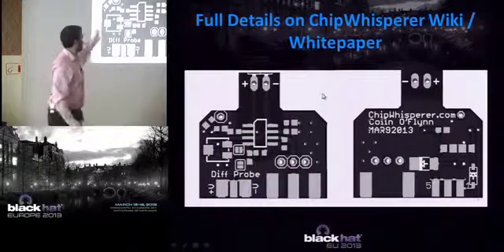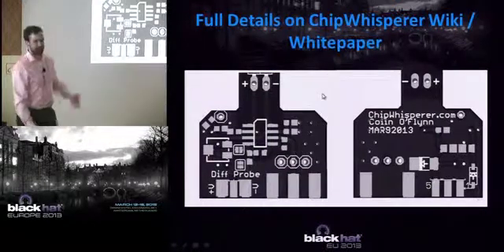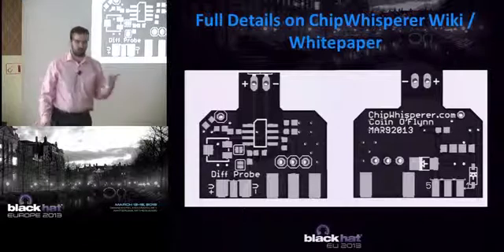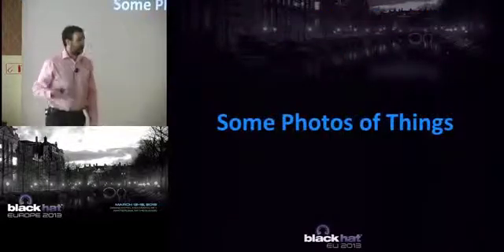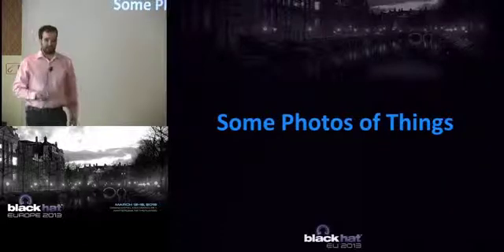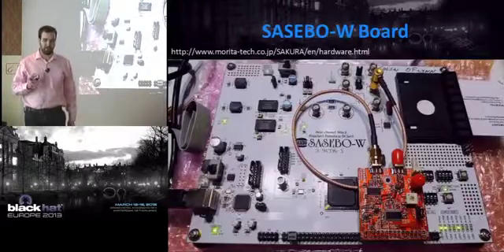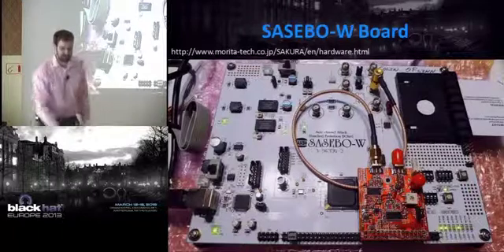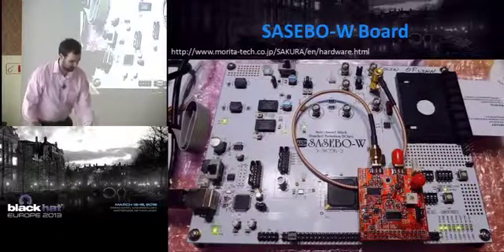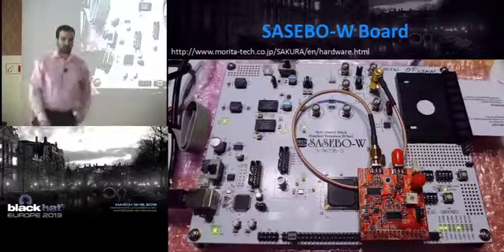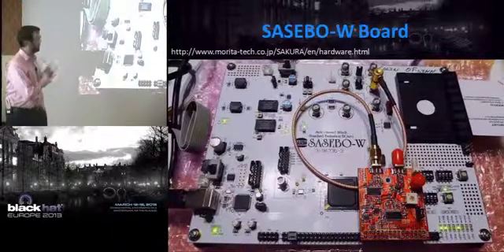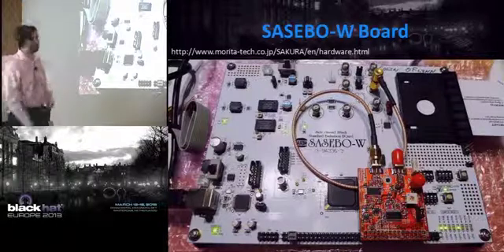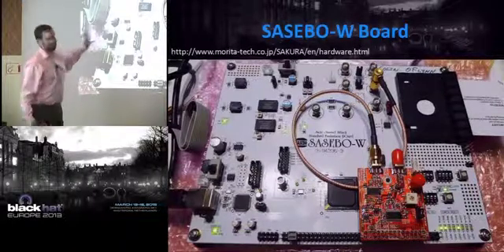There's a layout for an actual circuit board as well as the schematic in the white paper online. So here's a few photos of some extra things that didn't quite fit in. If you start to look into this, you'll see a few different useful boards in this area. There's a company, Sakura, that makes the Sasebo-G2 I showed earlier, the Sasebo-W. This is not a cheapskate board, I warn you, though.